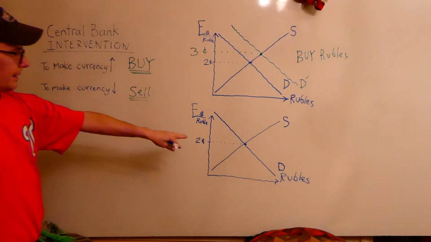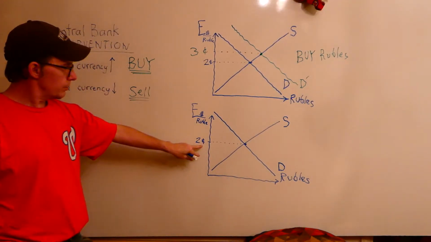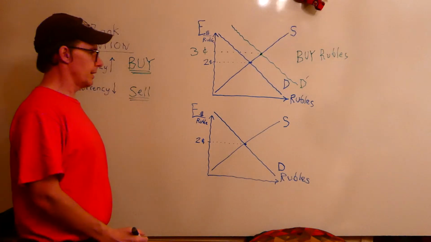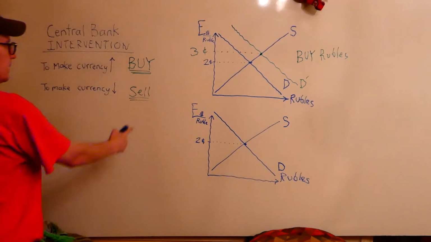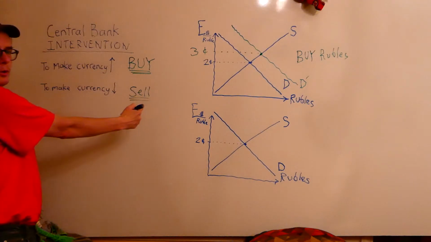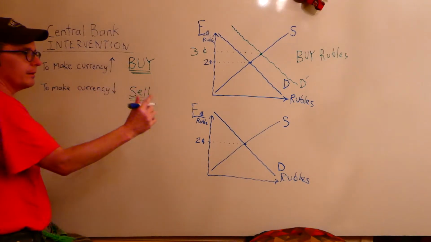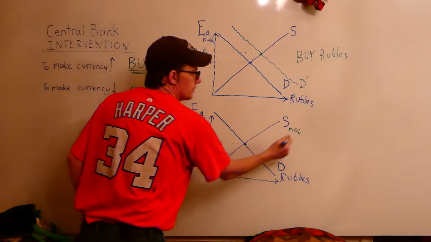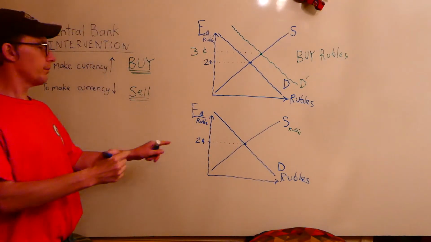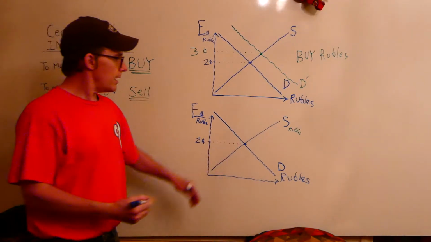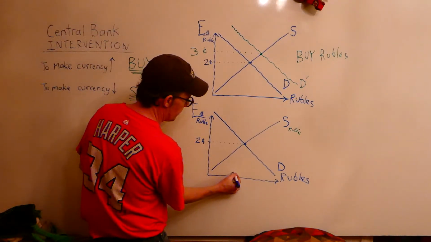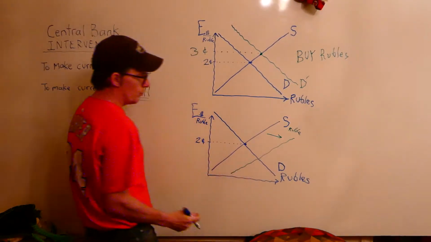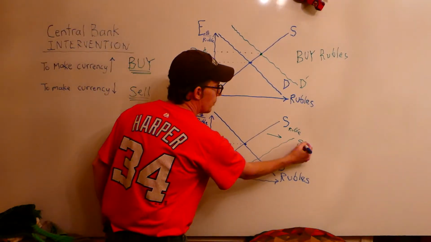So sell rubles. Here's my starting point again. It's 2 cents. What if they decide the 2 cents, holy moly, that's too expensive. Let's make it 1 cent, right? What they can do is, if you sell rubles, what are you doing? You're increasing the supply of them, right? The supply of rubles. Right now, this is how many are for sale. Central bank comes in and says, hey, we got a lot more for sale. So increase the supply. And of course, you remember from your practice that would shift the supply curve out like this. More supply, supply prime.